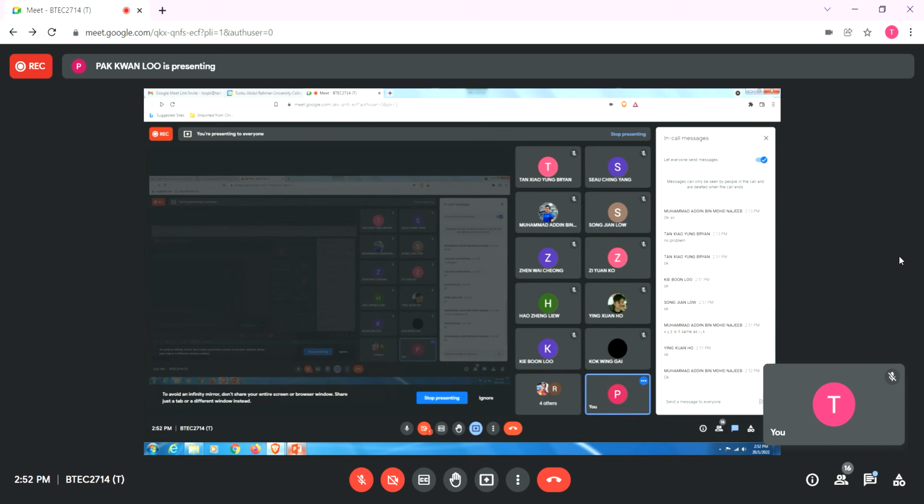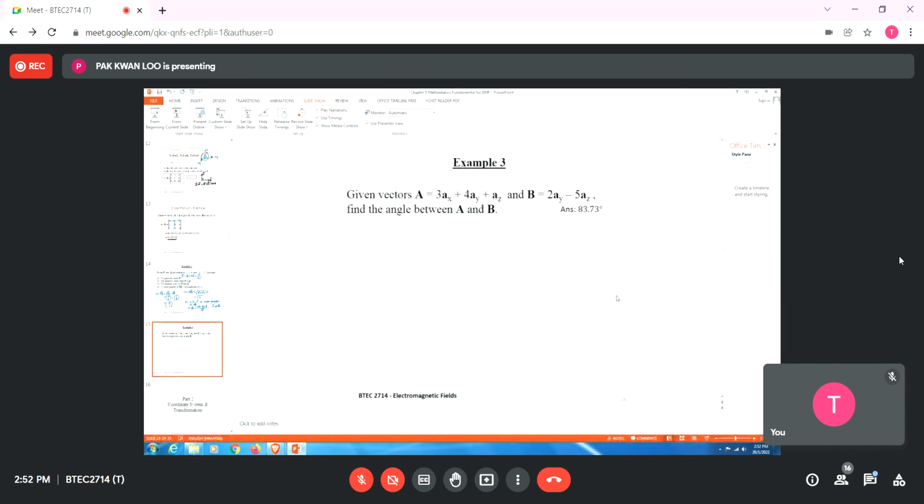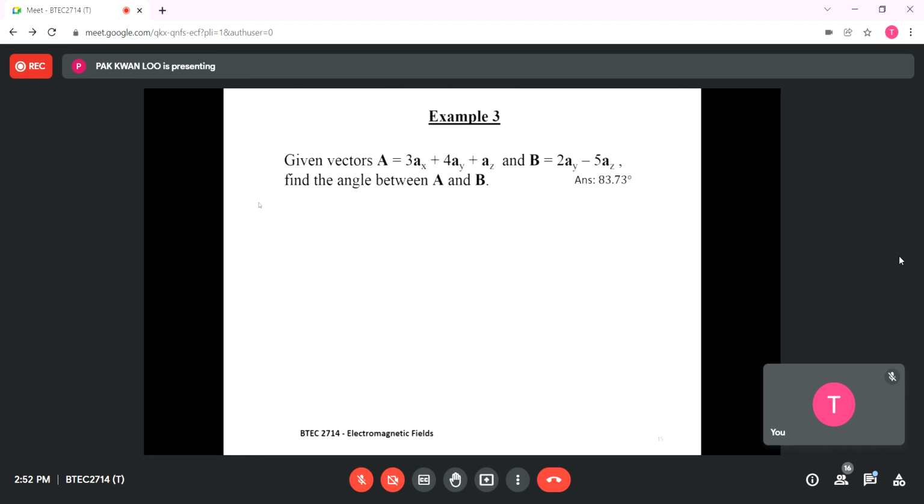Okay. So moving on to the next example. You are given vectors a and b. Find the angle between a and b. Again, this should be quick. Try this in 5 minutes' time.